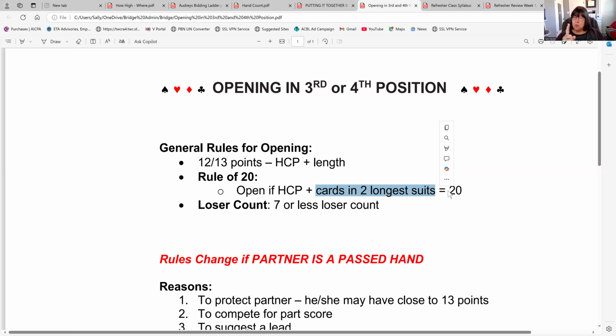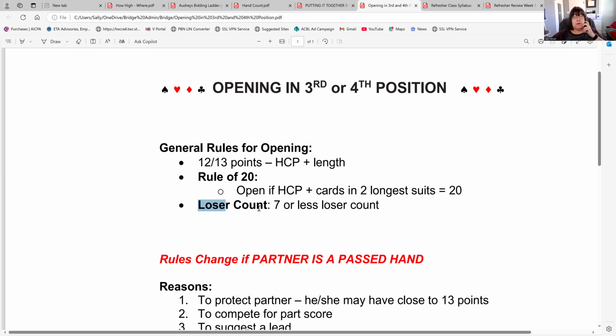They won't look at that hand and say, oh, I'm not sure what to bid with 14 points, so I'm going to pass. Never do that. We go the opposite way. With 12 or 11, maybe even 10, maybe we'll open if we can meet this rule of 20. That's because we want to open if we can. This is in any position, first, second, third, or fourth position. If you have the rule of 20, you will open.